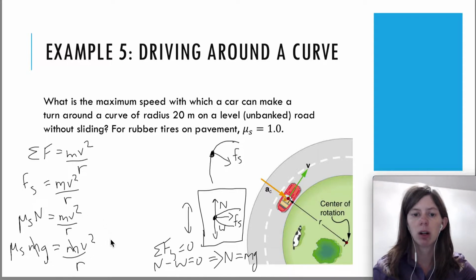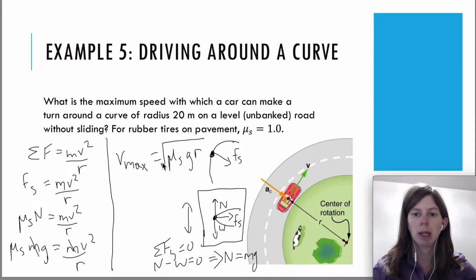And now we can solve for the maximum speed here. We can multiply by r and take the square root. So the maximum speed is going to equal the square root of mu times g times r.